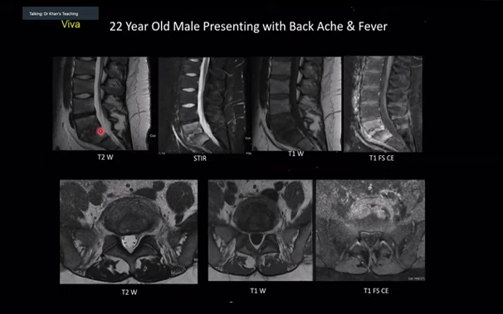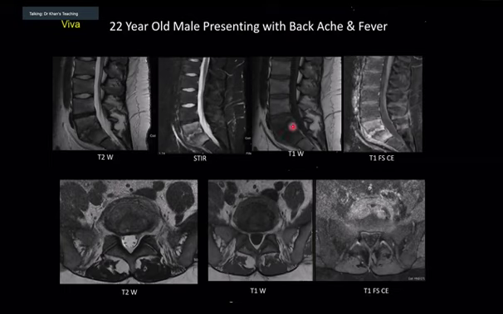And this high signal also, and the disc is on this T2 weighted sequence, the disc has got irregular outline. Remember the term spondylodiscitis. So usually infections begin in the intervertebral disc, and from there they will go into the adjacent end plate. So there is a bit of destruction of the adjacent end plate.